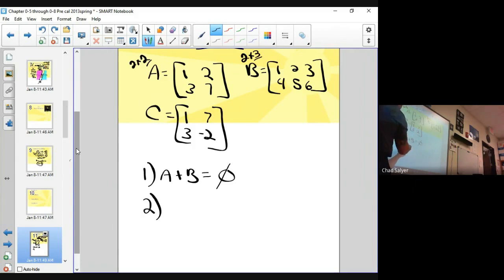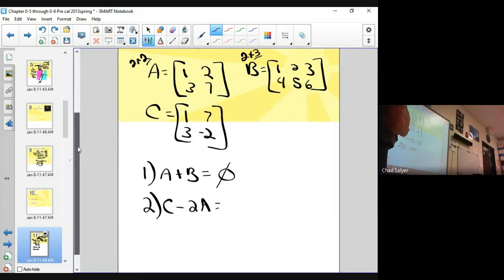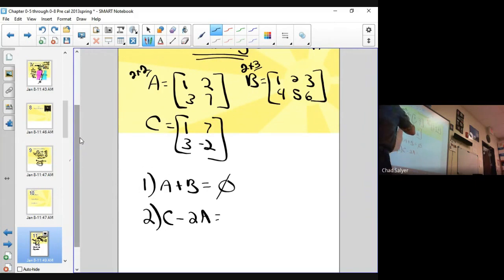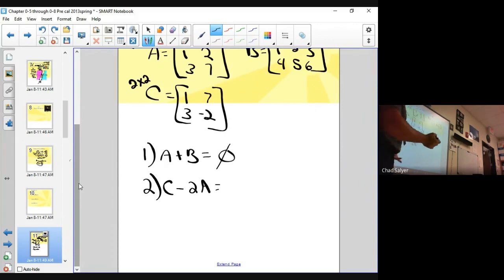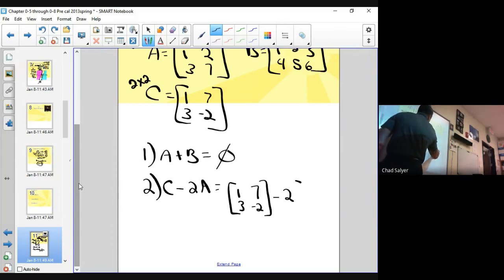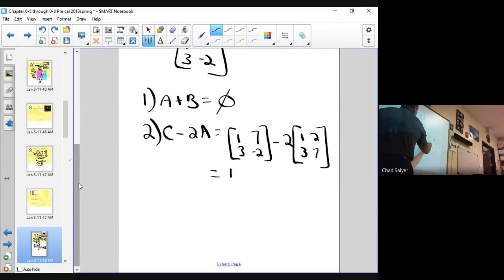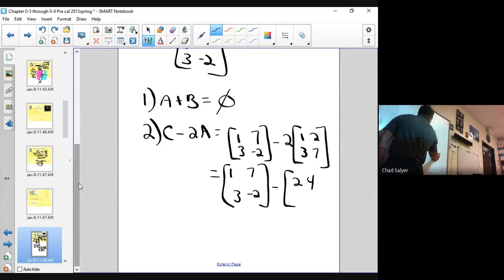However, if I were to do C minus 2A, like so, this would be valid, because A is a 2 by 2 and C is a 2 by 2. And this scalar value of 2 here, I would just multiply every element by 2. So this is going to look like 1, 7, 3, negative 2, minus 2 times 1, 2, 3, 7. And so 1, 7, 3, negative 2, minus 2, 4, 6, 14.